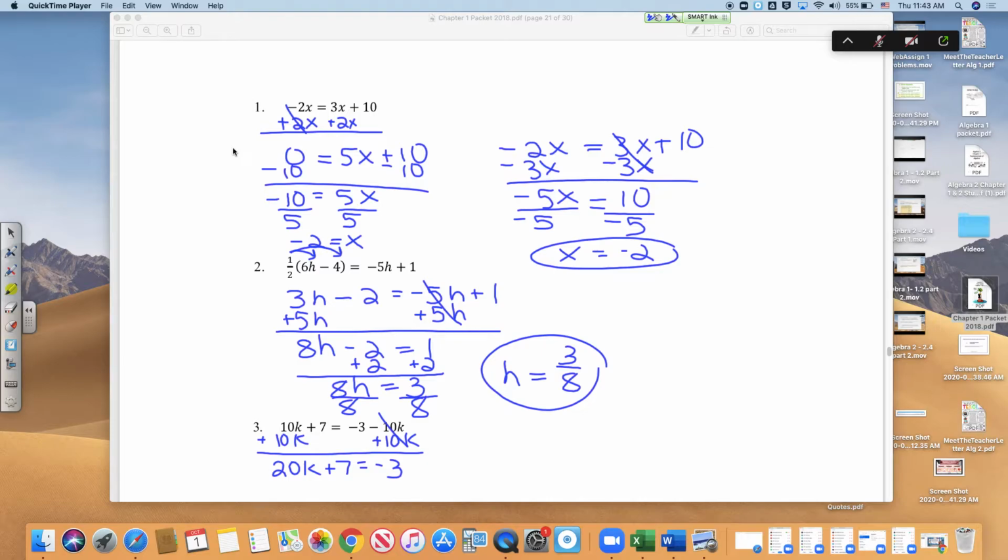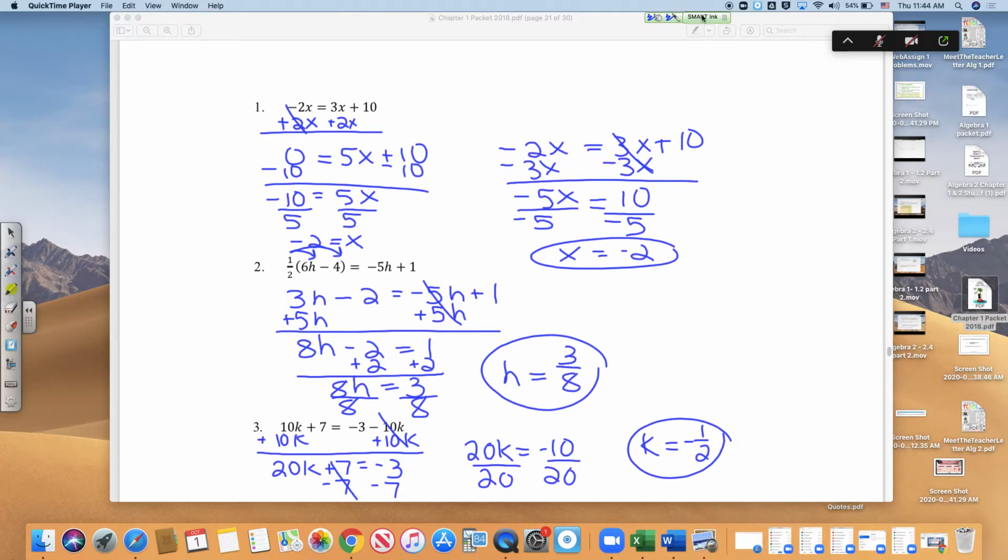Now I need to undo the addition, so I'm going to subtract 7 from both sides. And I get 20k equals negative 3 minus 7 more is negative 10. And then when I divide by 20, I get negative 10 20ths, which simplifies to be negative 1/2. You can leave it in fraction form. Decimal form is fine as well.